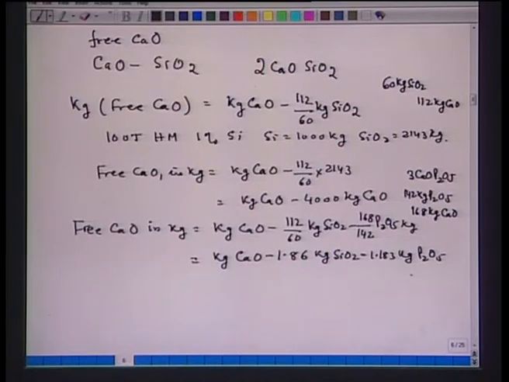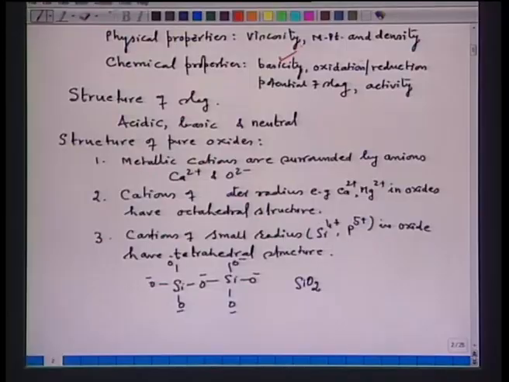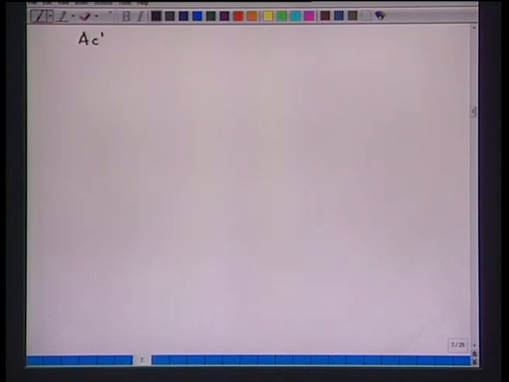Now, here it should be noted that if P2O5 forms as a function of time, then accordingly the free calcium oxide in the slag will also vary. We have seen basicity, we have seen oxygen reduction potential of slag. Now, we have to consider the activity of slag. Now, say activity of slag component.